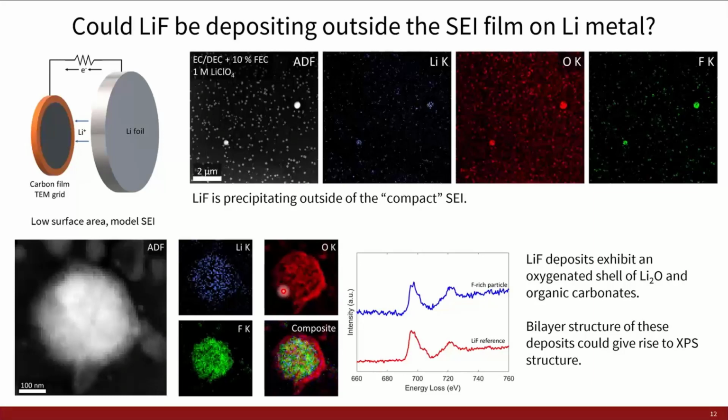What this means is that these bilayer particle structures can actually give rise to what you're seeing in XPS, this sort of bilayer, more organic, inorganic SEI structure. XPS matches this kind of SEI structure on these particles, but it is not really what we see in the actual compact SEI film on the lithium surface.